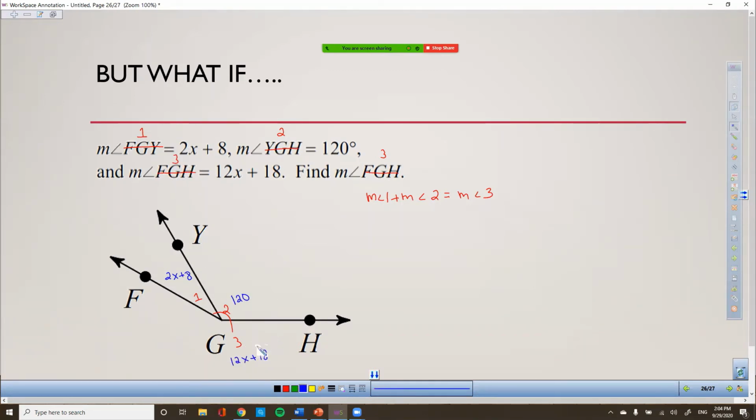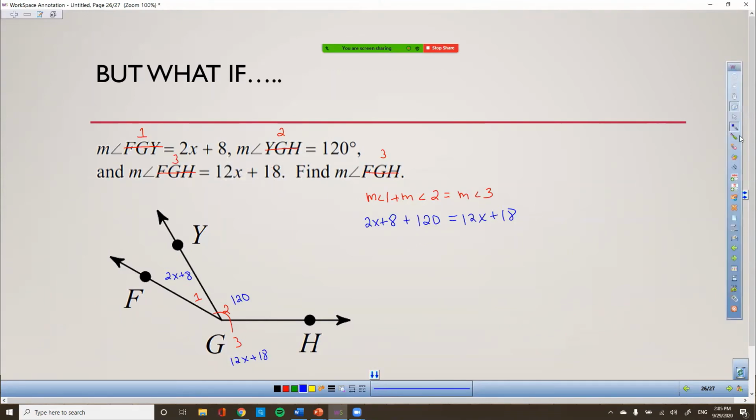So now that we have all of that information, let's go ahead and substitute it here in my equation. Measurement of angle 1, they told me, is 2x plus 8, plus measurement of angle 2, which is 120. And that should equal measurement of angle 3, which is 12x plus 18. So there you go. I have my equation, and now they're asking me to solve for x. The only thing I can do here is solve for x, because they want me to find the measurement of angle FGH. And in order for me to know what it is, I have to solve for x first.